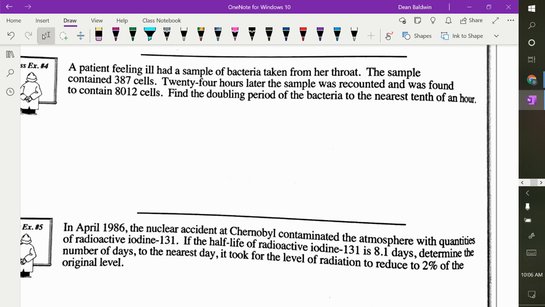Okay, you see the word doubling. What does that mean? C is equal to 2. So these are all our unknowns: A naught, C, T, and P. C is 2 because of doubling. What is A naught? 387. So what's 8,012? A, it's the final amount, right?